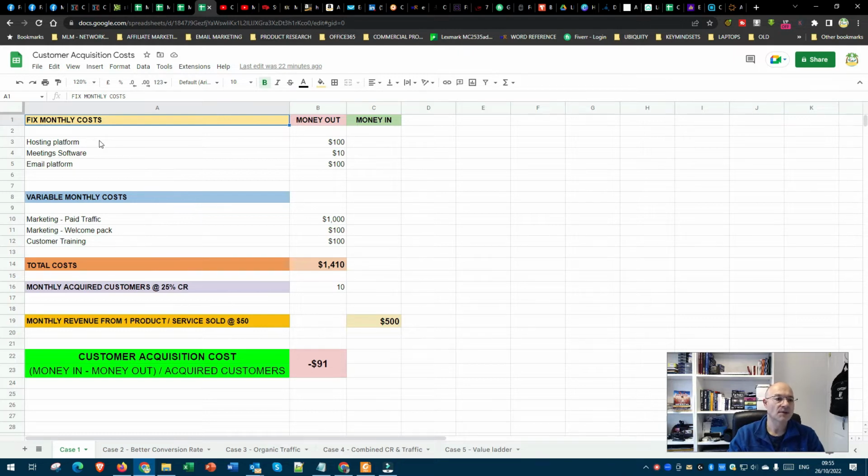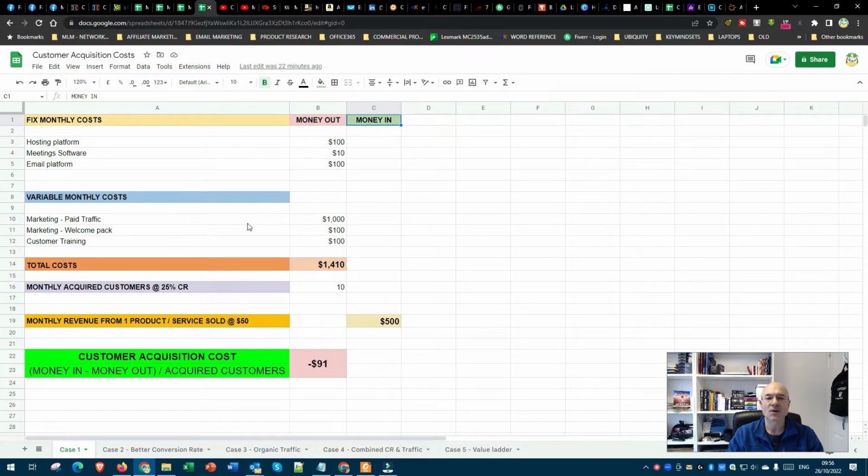For example, if you have a hosting platform for your landing pages, well, that's a fixed cost. Or if you are spending money on software for meetings, again, that's a fixed cost. And I have put here in those two columns, B and C, what's taking money out of your business or out of your pocket and what's bringing money into your business or into your pocket. So you get the principle of the fixed costs.